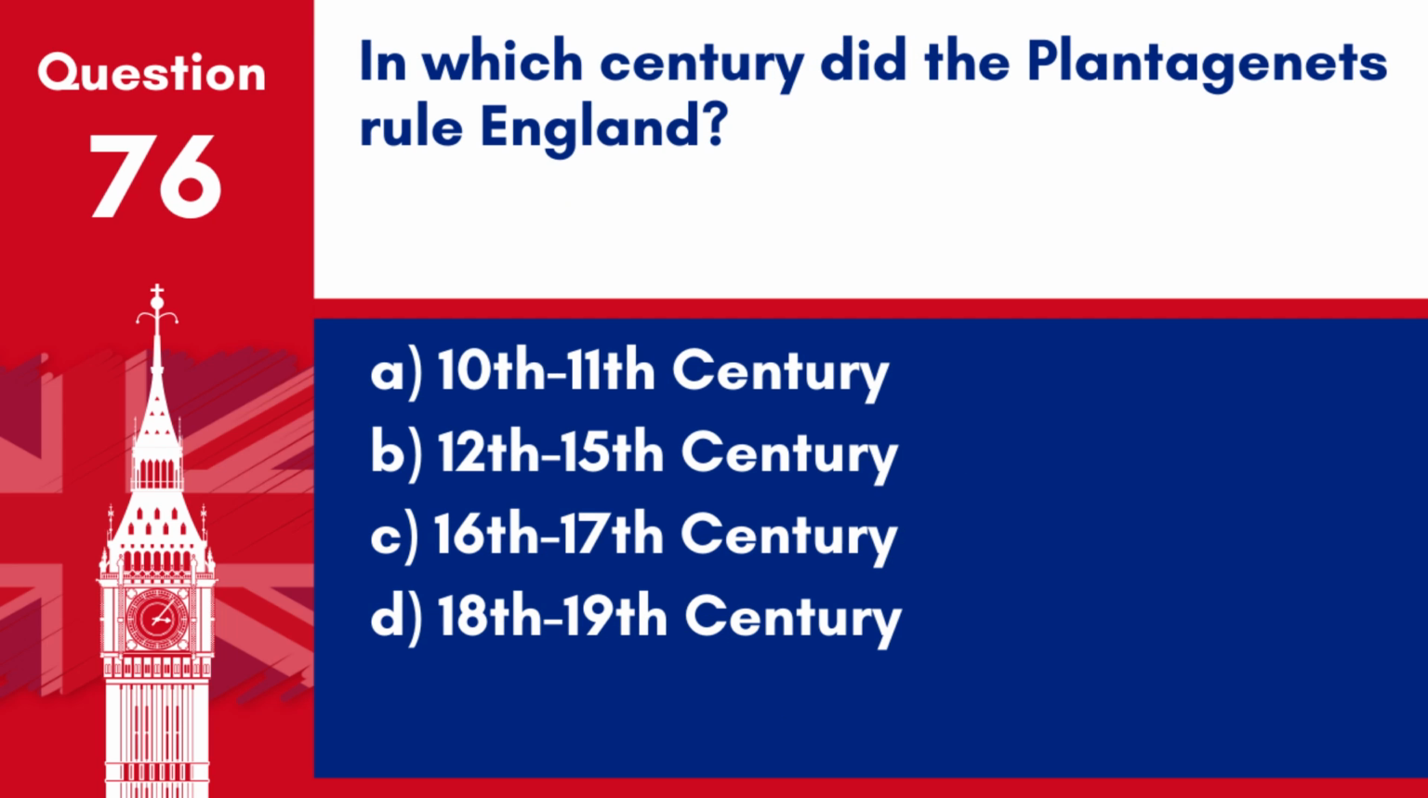Question 76. In which century did the Plantagenets rule England? A. 10th–11th century. B. 12th–15th century. C. 16th–17th century. D. 18th–19th century. Answer B. 12th–15th century. The Plantagenets ruled England from the 12th to the 15th century.